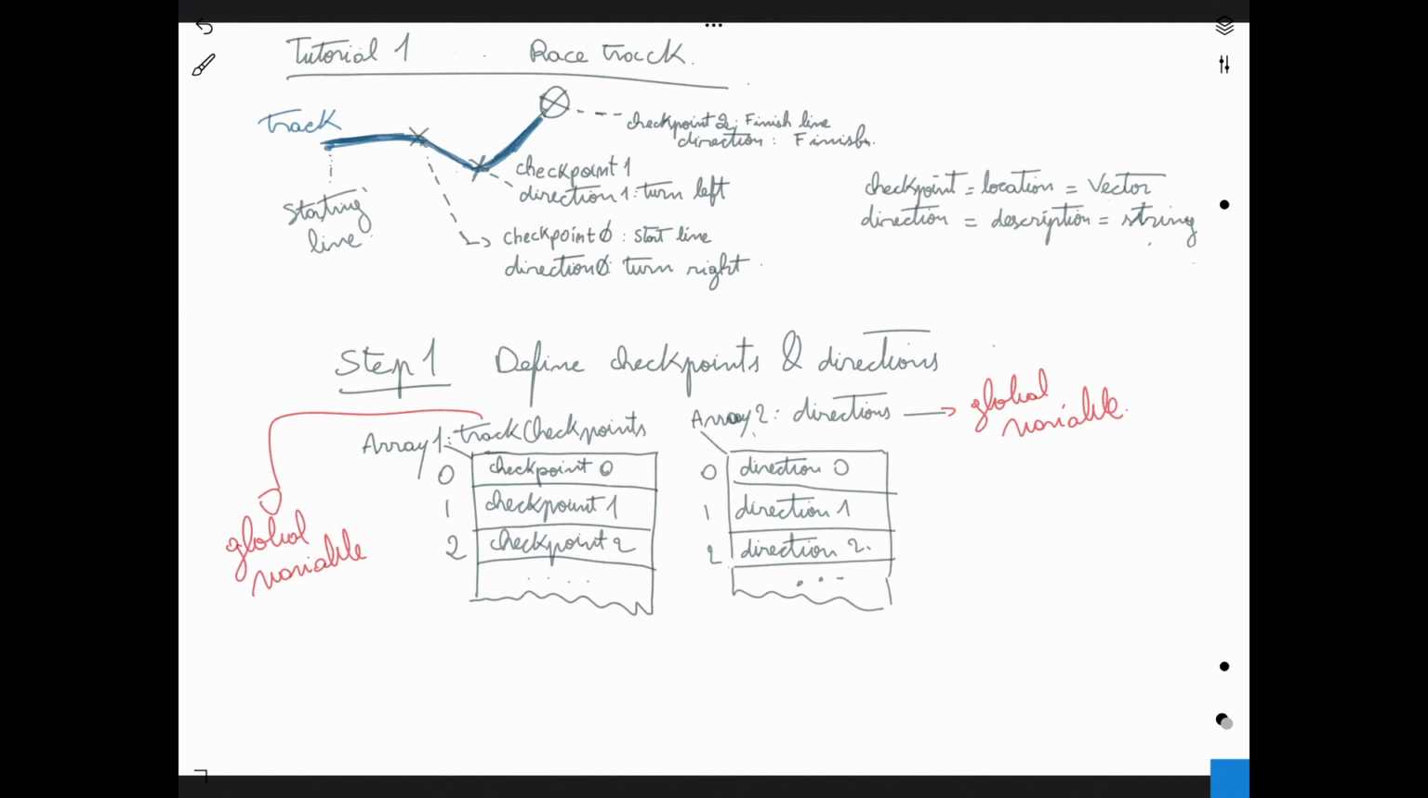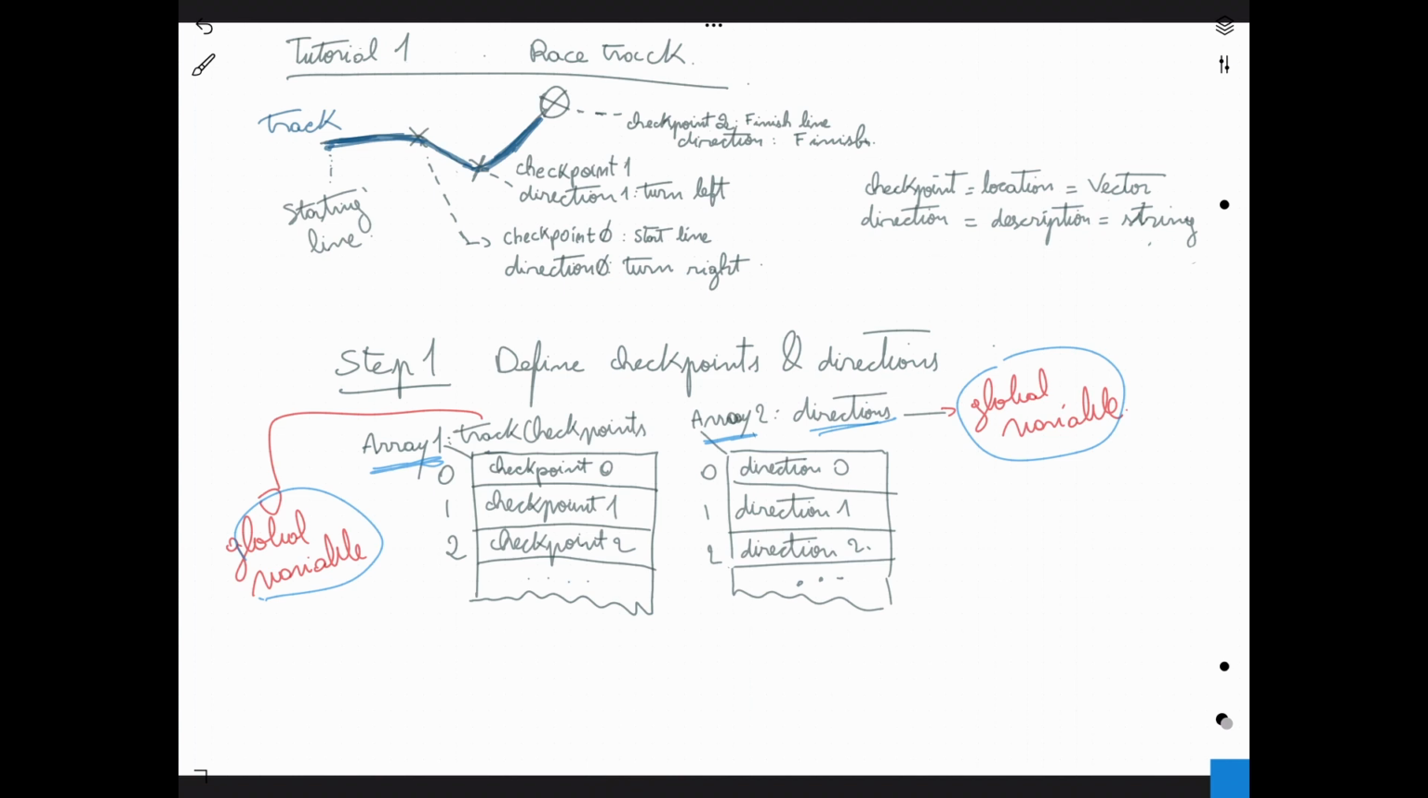To hold checkpoints and directions, I'm going to create in the rules editor two arrays, array 1 and array 2. The array to hold checkpoints will be called track checkpoints, and the one for directions will be called directions. And both are global variables.